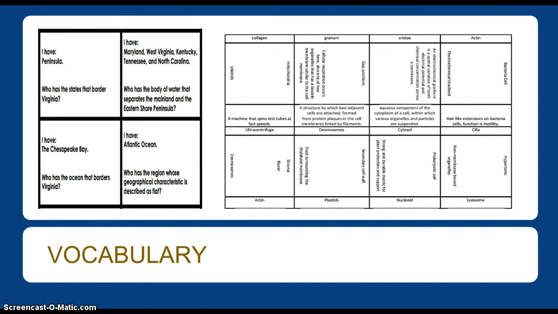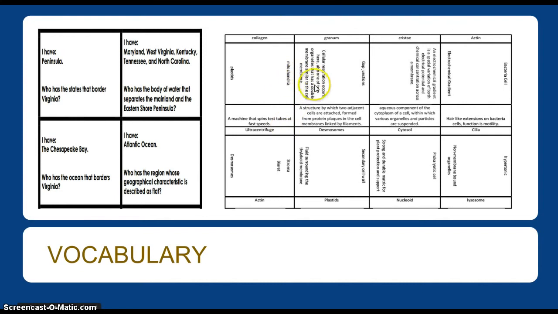The second game is a little bit more confusing. It's called a puzzle box. And as you can see, if you follow my cursor, this is 1 card. So it starts out at the top with collagen, and it has 4 sides. So it has collagen, plastids, a machine that spins test tubes at fast speeds, and mitochondria. So that is 1 card. And the objective of this vocab game is to match up 1 card with the other.